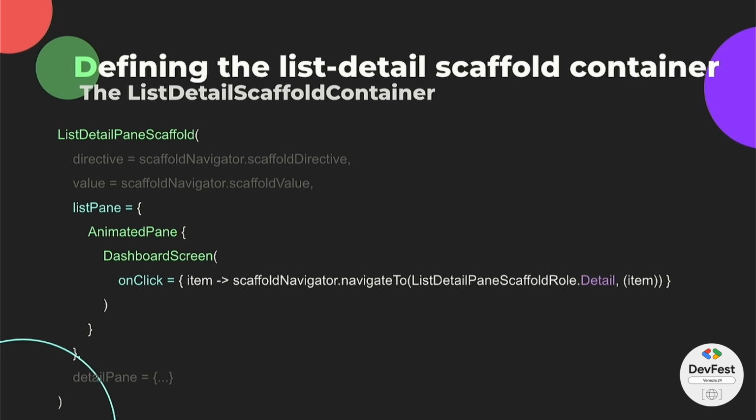So for my list, I'm defining the DashboardScreen, which is that list of TV shows that I showed you. And then I'm also wrapping it in an AnimatedPane so that it'll animate when the user clicks on something and then when it shows the detail. So this is all automatic and under the hood. You don't have to do much. Then you just tell it, this will be the screen that I want you to navigate to, as you see there where it says onClick.